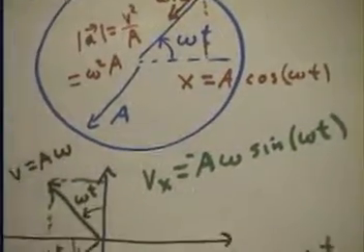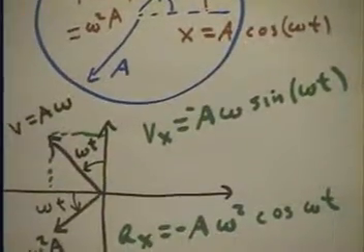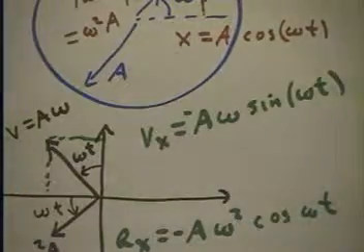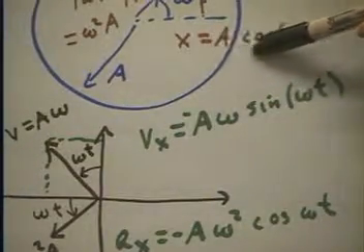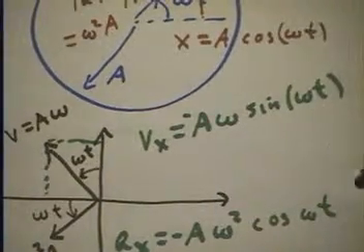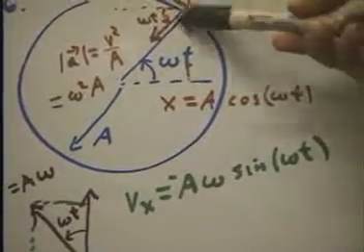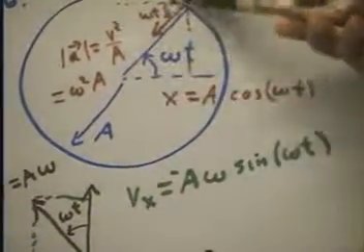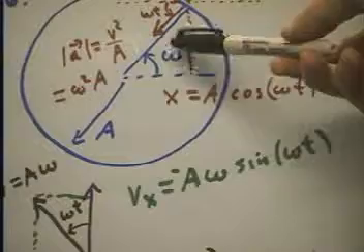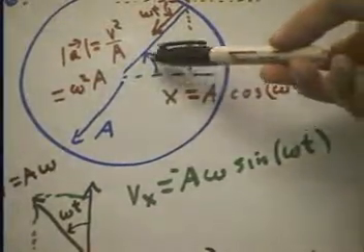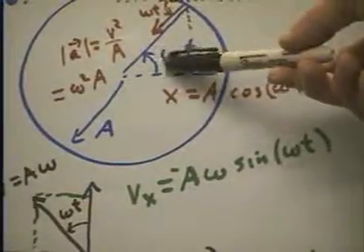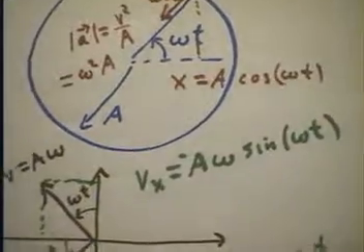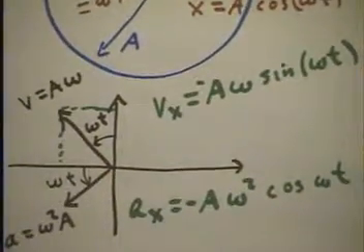Now, we see, of course, that our x position is just a times the cosine of omega t. Just looking at the projection here, the projection of this point on the x-axis, we have this triangle, and this side over this side is clearly the cosine of omega t, and we get this very easily from simple trigonometry.